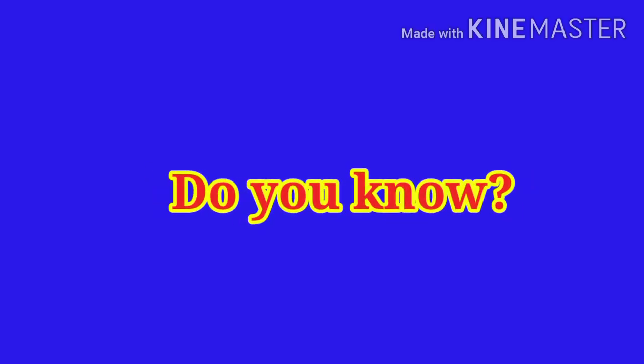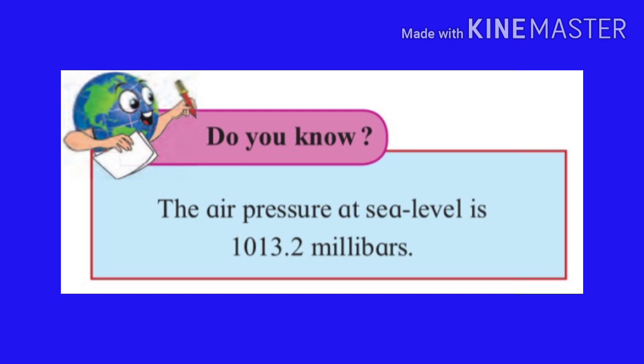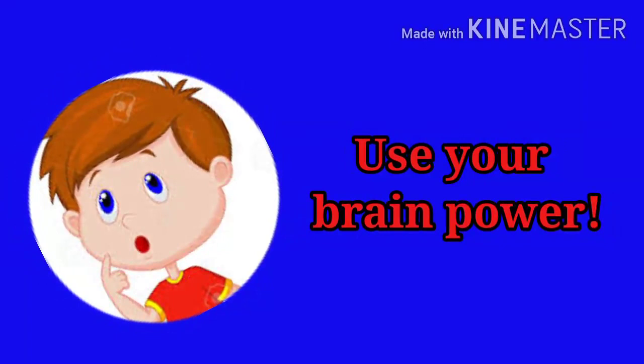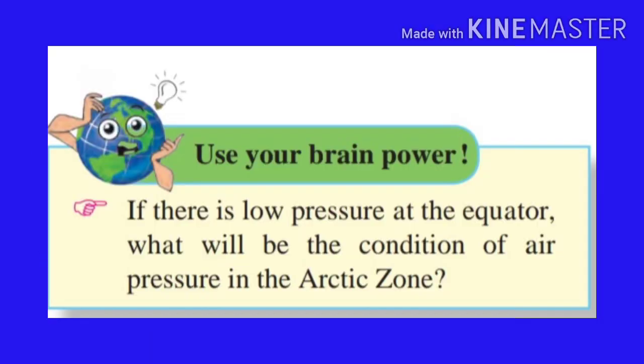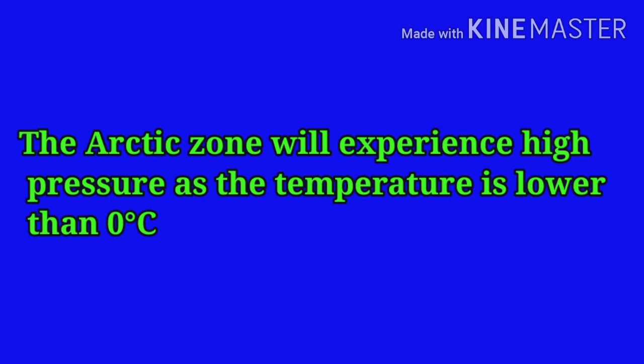Do you know? The air pressure at sea level is 1013.2 millibars. Use your brain power. If there is low pressure at the equator, what will be the condition of air pressure in the Arctic zone? The Arctic zone will experience high pressure as the temperature is lower than 0 degrees Celsius.